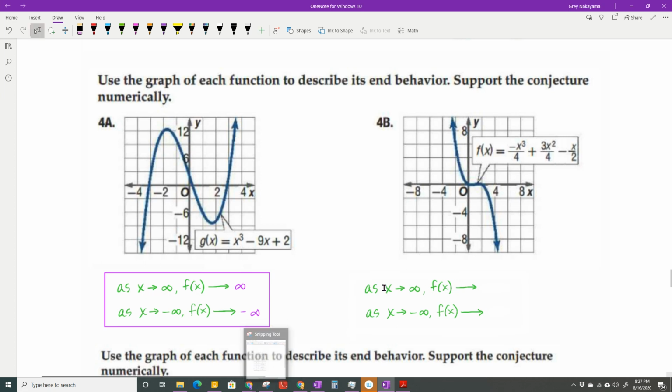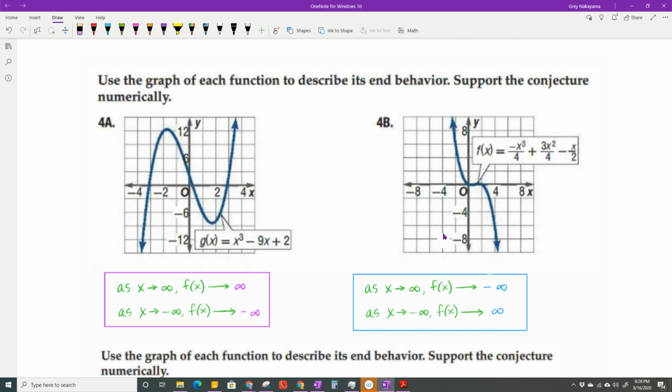So I look at this one. As x goes to positive infinity means that's the right arrow. What's my right arrow doing? It's going down. That's negative infinity. As x goes to negative infinity is on the left side of my graph. So what's my left arrow doing? It's going up. So I'm going to say it's going to positive infinity. Again, that's all you got.